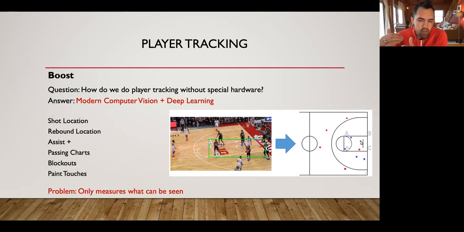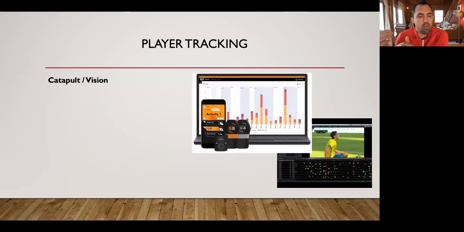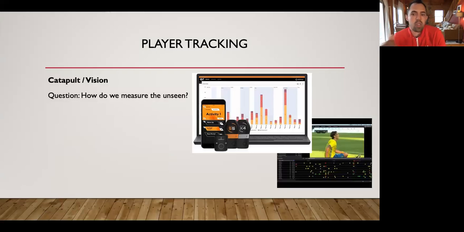So the only limitation really is that, again, it can only measure what can be seen. So how do we measure even more than this? Well, a company trying to solve that problem is Catapult. So Catapult, and they've partnered with a company called Vision. What they want to do is they want to measure the unseen. So they want to measure things like player load, player fatigue, biometric information like jumps and cuts and things like that. And so what they do to solve that problem is through these wearable positioning pucks.